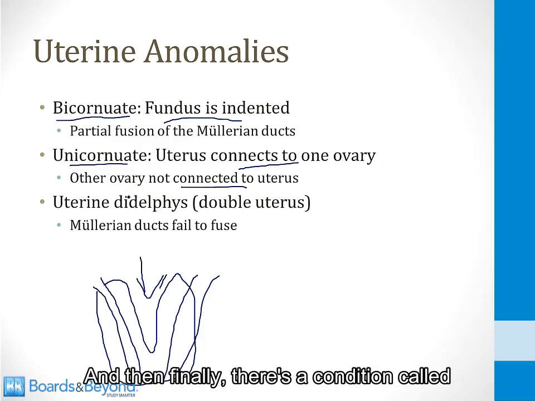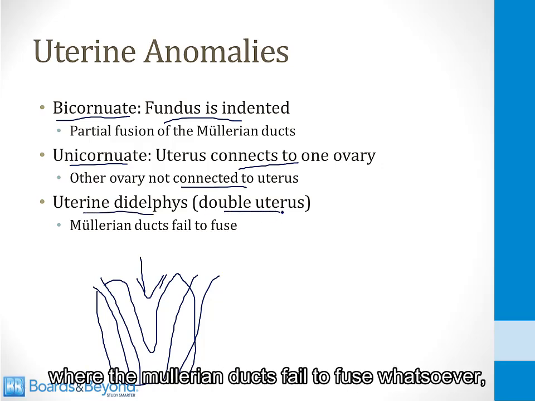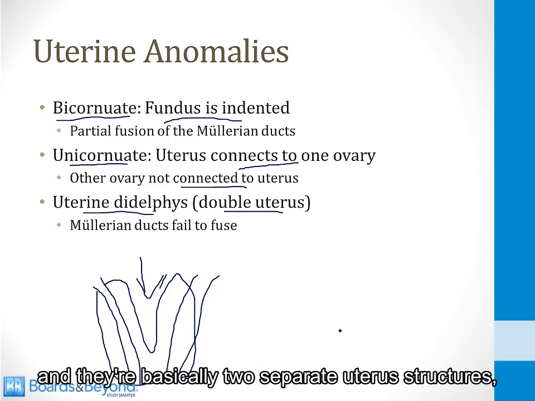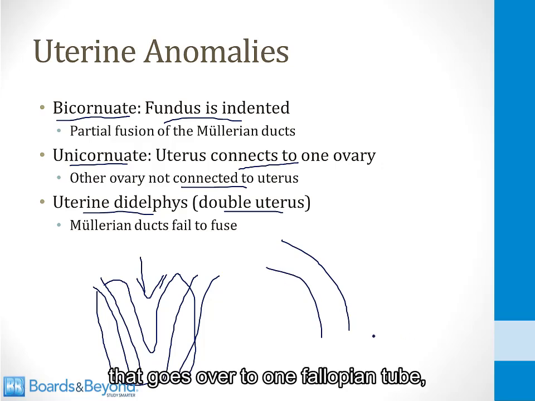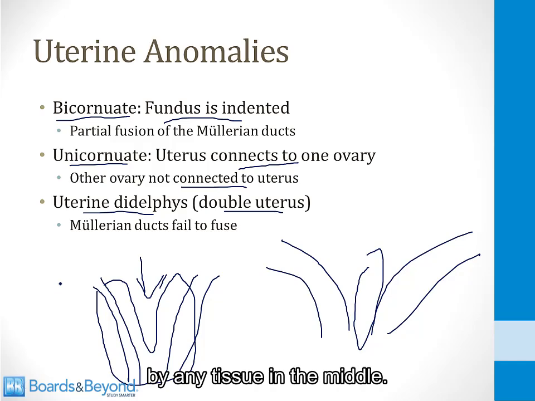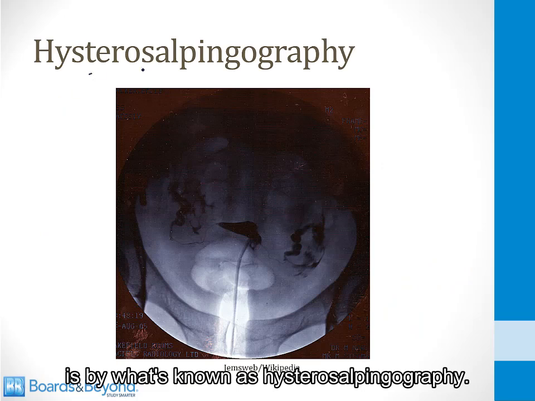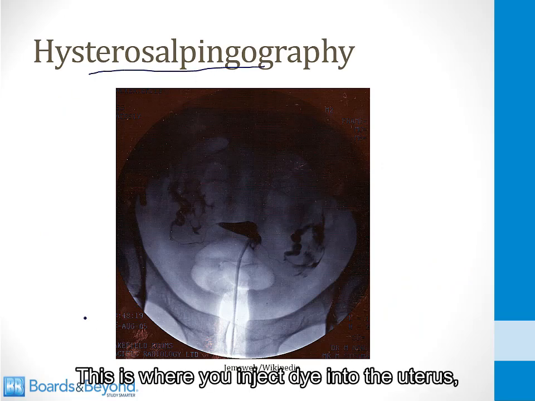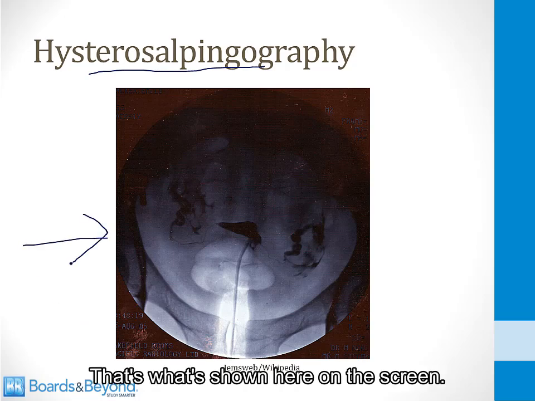And then finally, there's a condition called uterine didelphys or double uterus where the Müllerian ducts fail to fuse whatsoever, and there are basically two separate uterus structures. So there's one on one side that goes over to one fallopian tube, another on the other side, and they're not connected at all by any tissue in the middle. And the way these conditions are usually diagnosed is by what's known as hysterosalpingography. This is where you inject dye into the uterus and you see the shape of the uterine cavity. That's what's shown here on the screen.